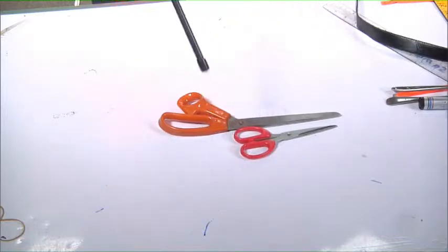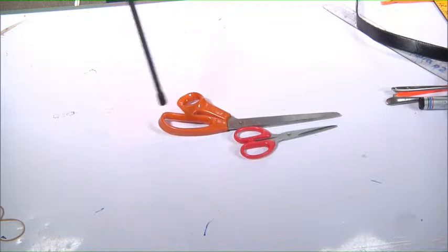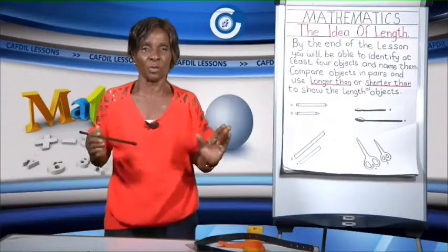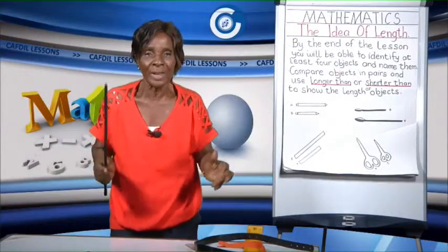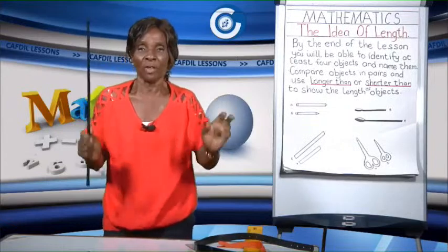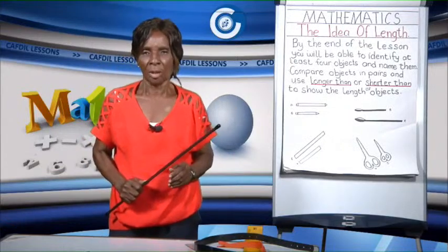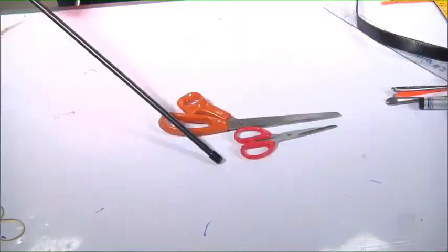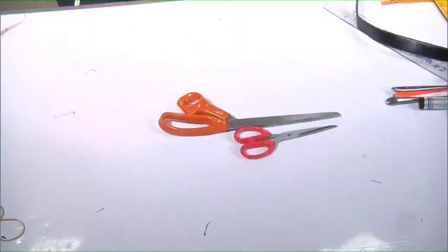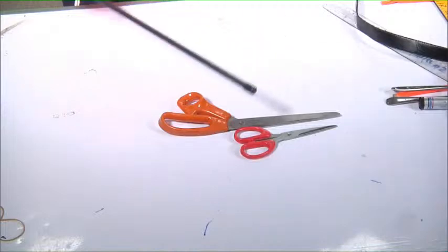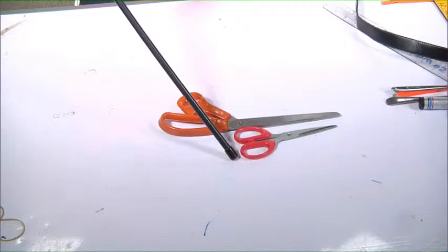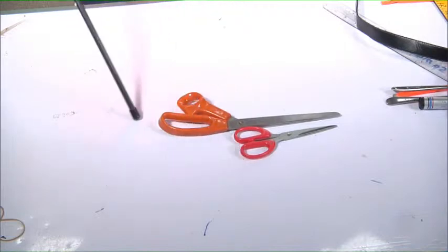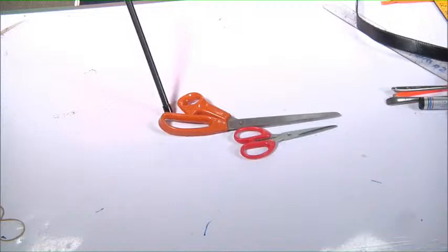Good. If this one is longer than that one, then what will we say about the red pair of scissors? The red pair of scissors is what? Shorter than. Good. The red pair of scissors is shorter than the orange pair of scissors. You've done well.